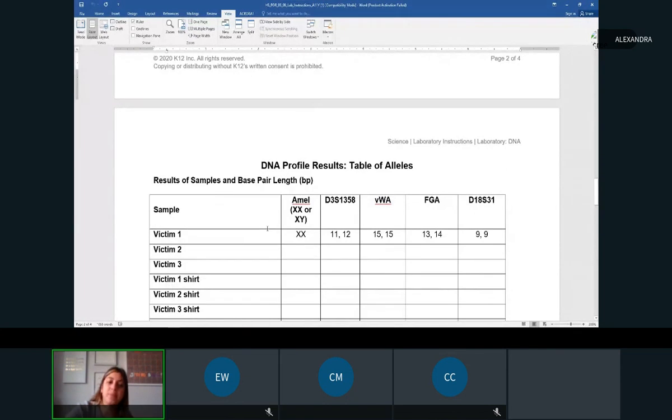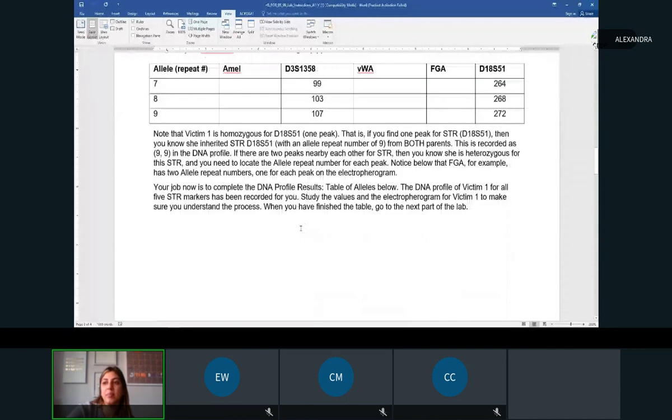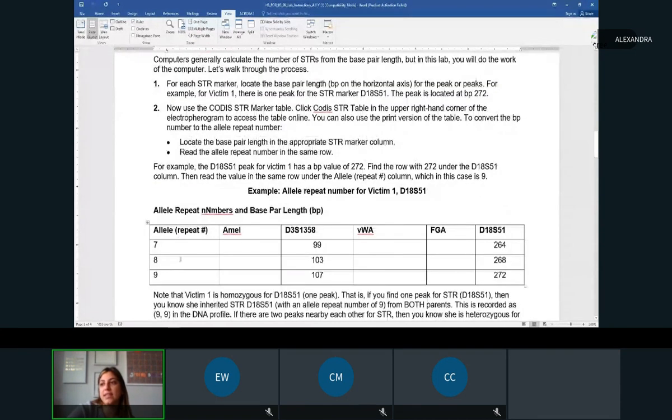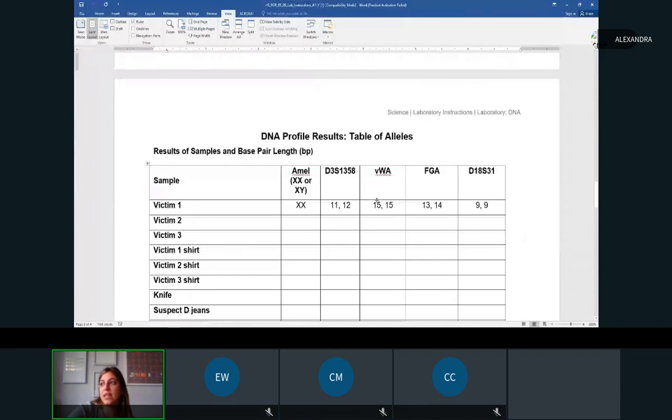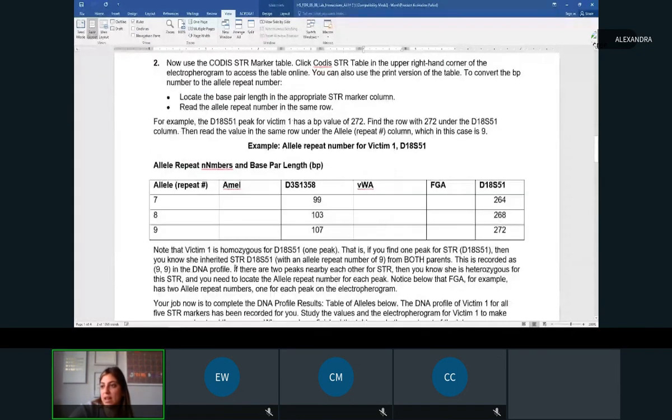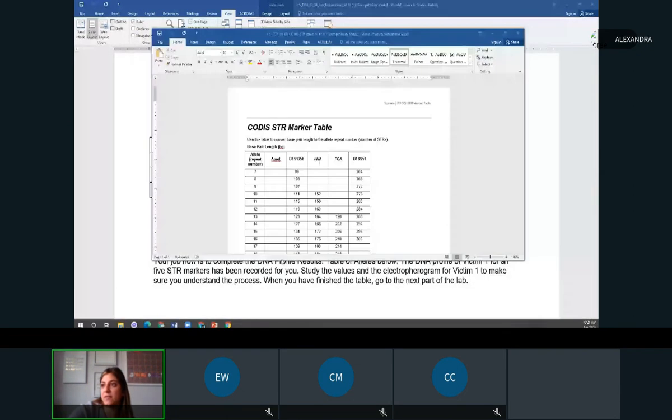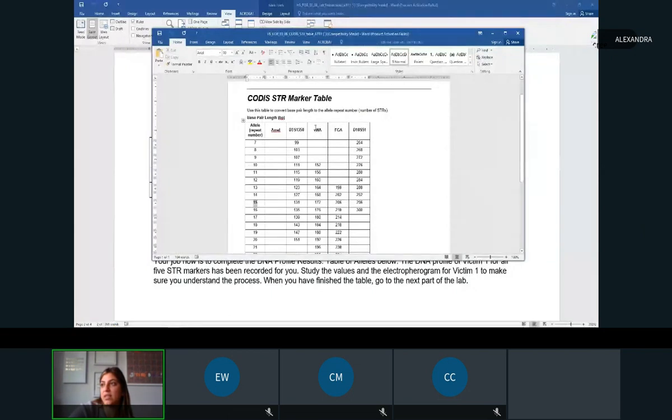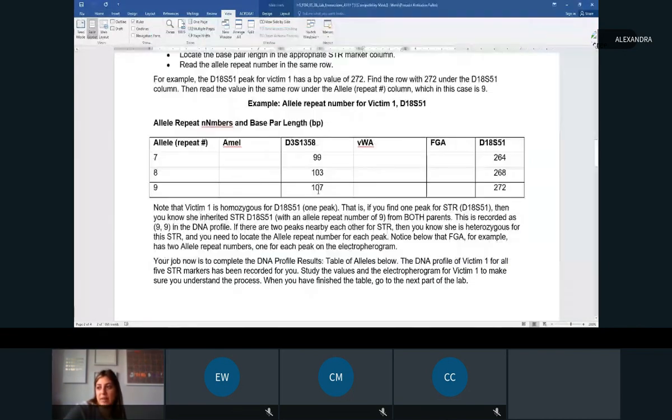Yeah. And then we're using that table to determine this allele number. And then that's what you're going to put over here, right? So for example, they had one peak and then they looked at this table. If they had 15 and they're talking about the VWA, it means that they had one peak at 172 base pairs, right? And that's how they know it's 15, 15. That makes sense?